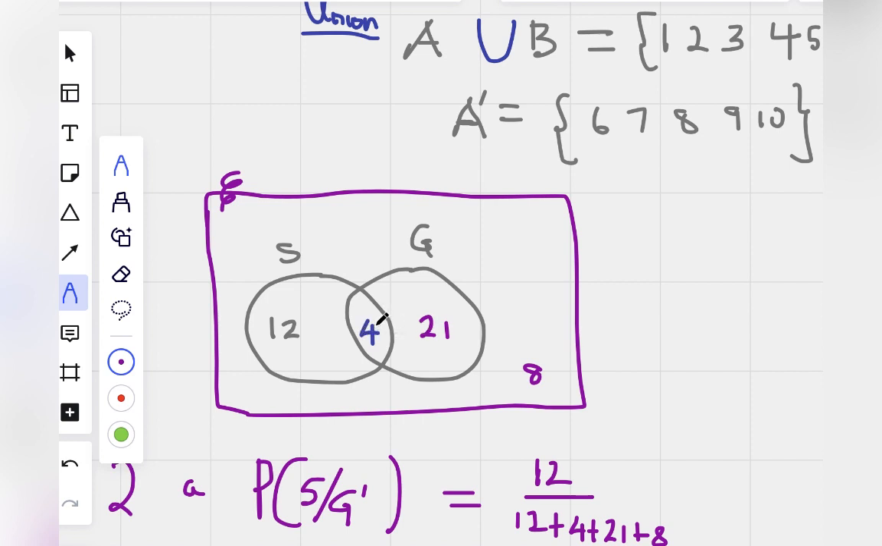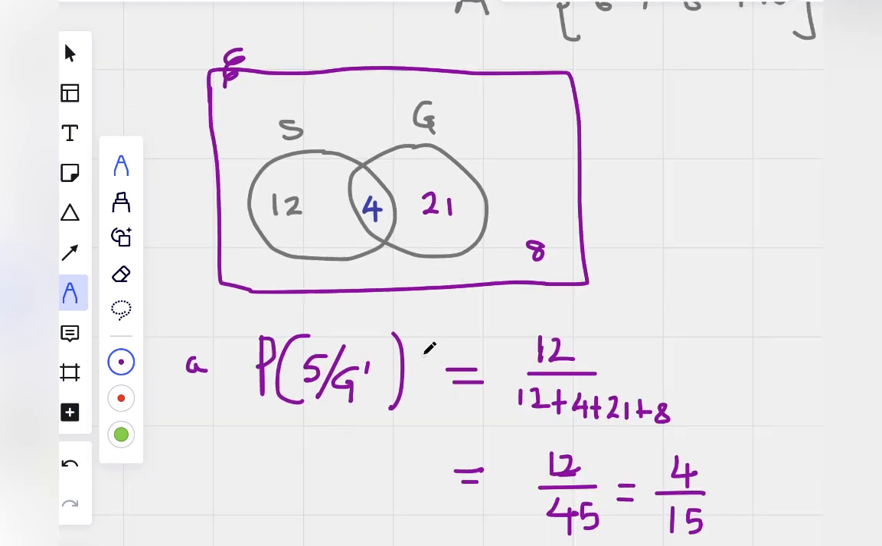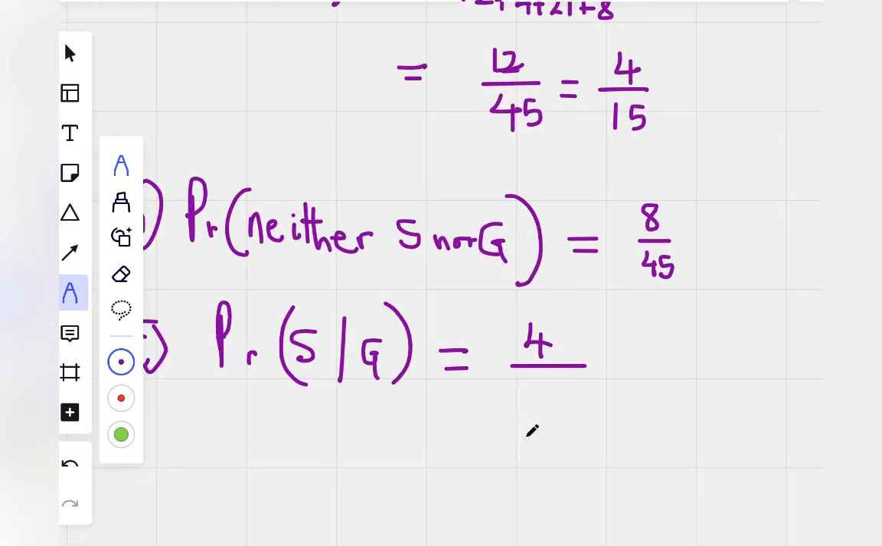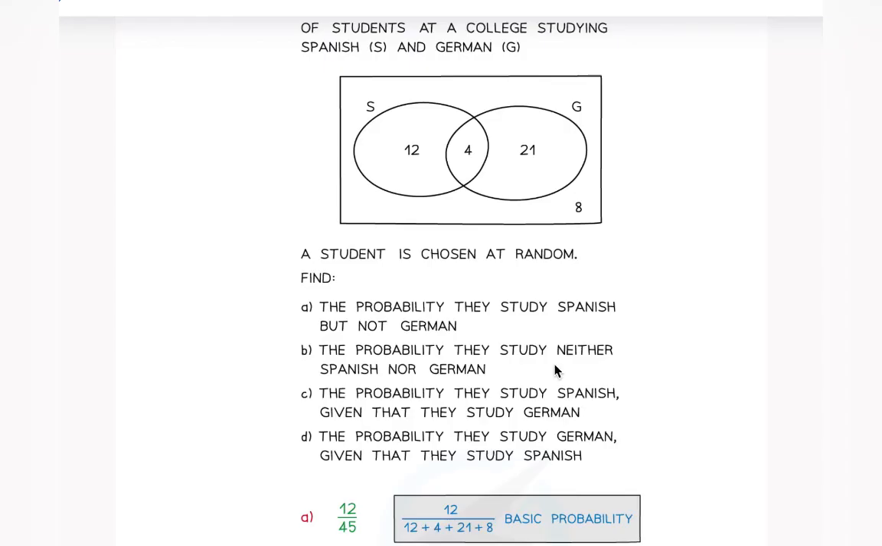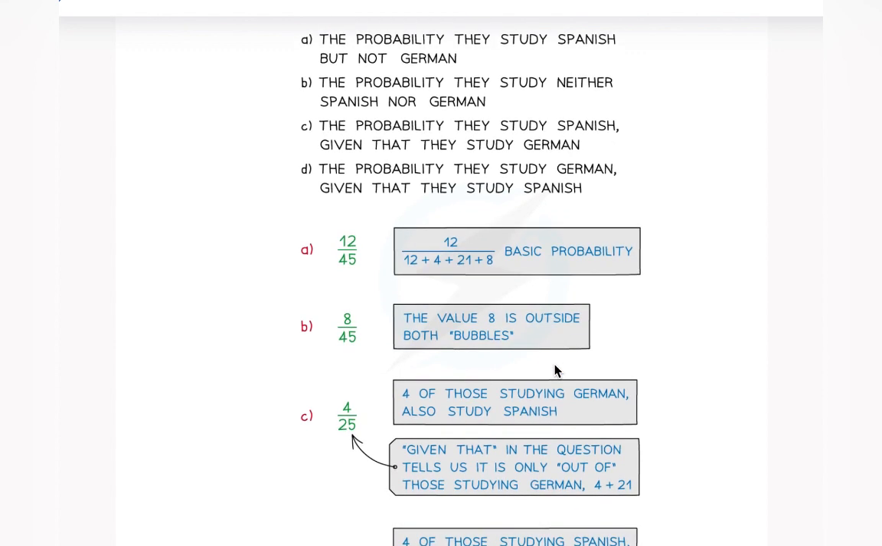Here, we're going to add this and this, because of the language, given that they study German. So we're going to include this and this. Is that okay? So this becomes 4 over 25 in this regard: the probability that a student studies Spanish given that they study German. Is that okay? So that's the C part of the question.